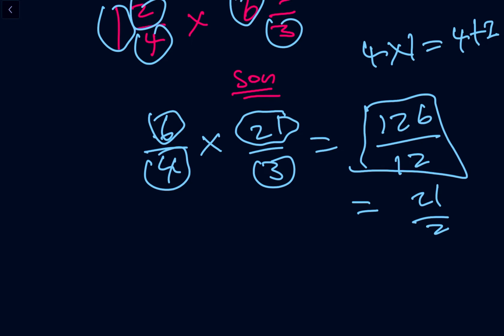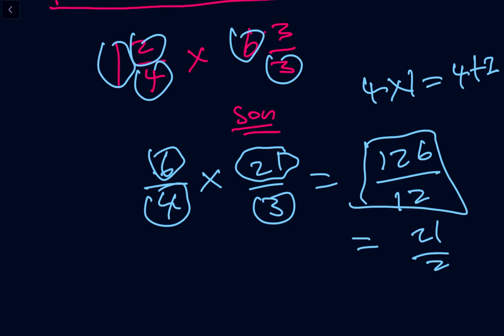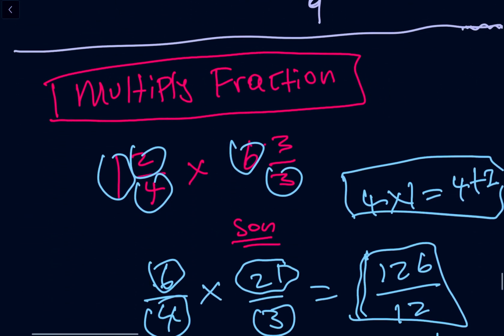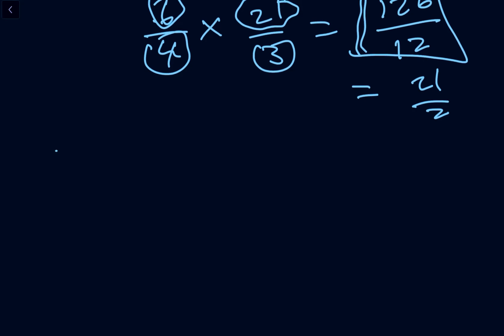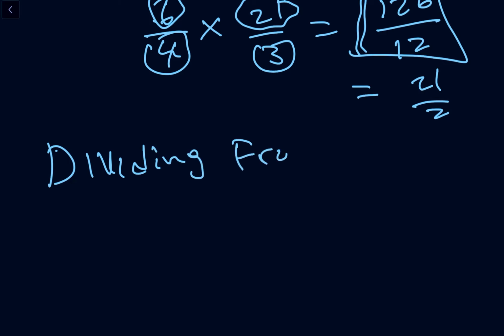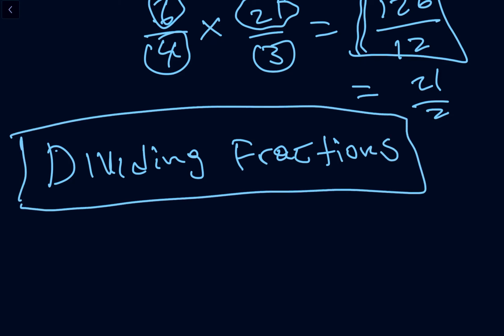Even if it wasn't a mixed fraction, you don't have to do what we did here. All you have to do is multiply the numerators, multiply the denominators, and then divide them as we did here. So now let us divide fractions. Actually, this is a basic fraction. I'll try to make another video where we'll be doing more complex fractions.